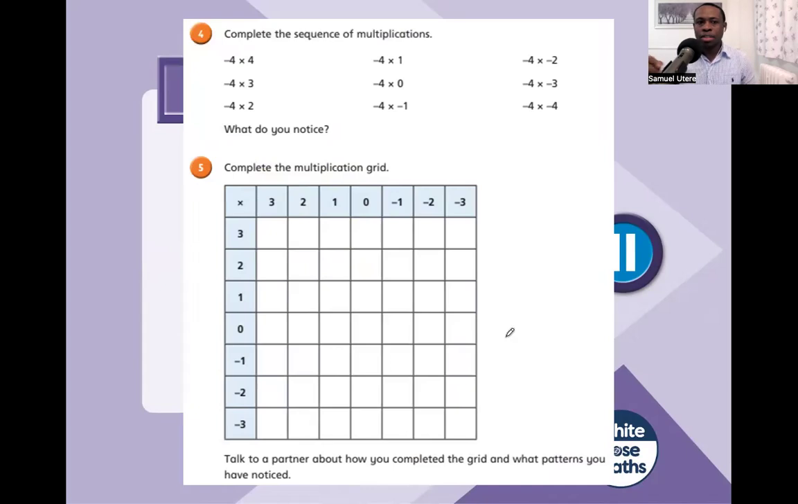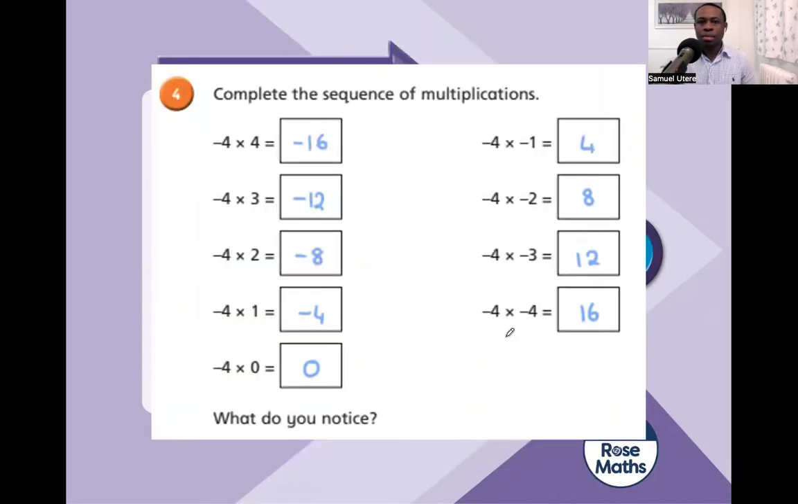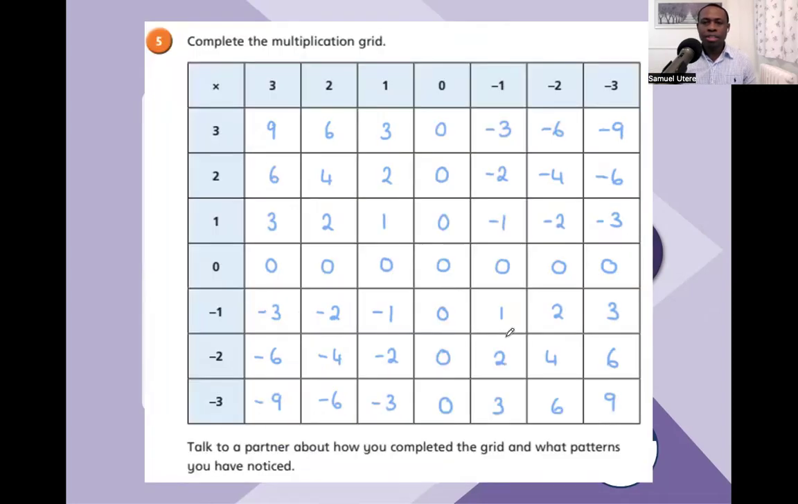Assuming you've paused the video and you've answered questions 4 and 5, here are the answers. For question 4, you were simply asked to complete the sequence of multiplications. By now, you should master your multiplication when it involves different signs, whether it's positive or negative, you should know the relationship between them. Here are the answers for question 5. You were simply asked to complete the multiplication grid. By doing this, you get a really good understanding of multiplying positive and negative integers.